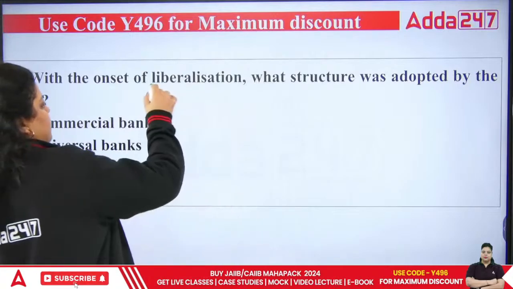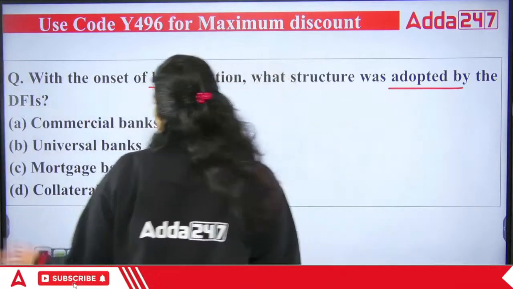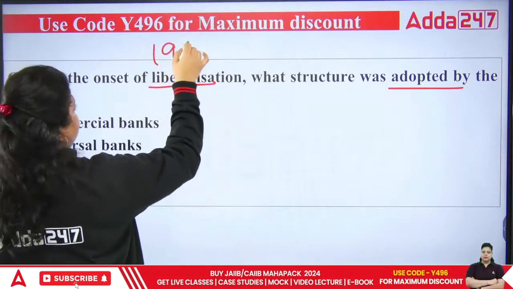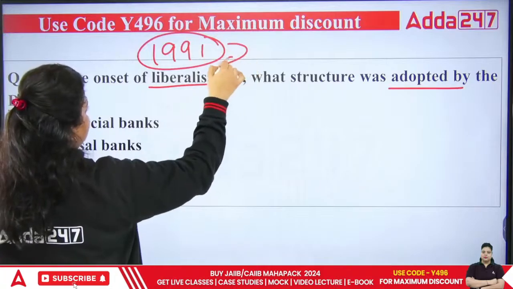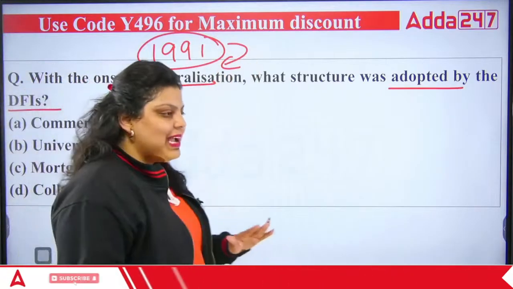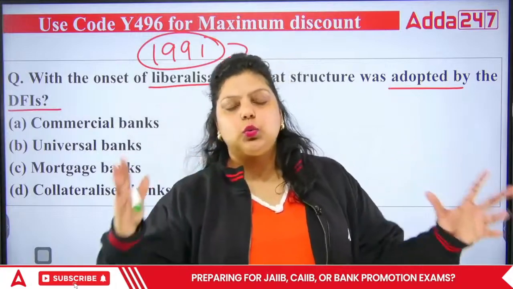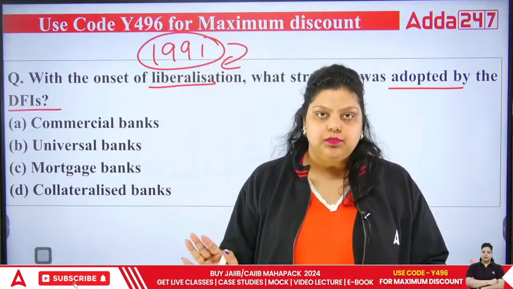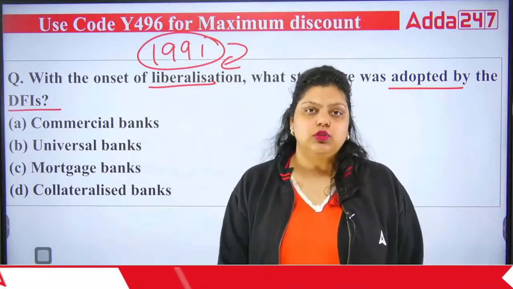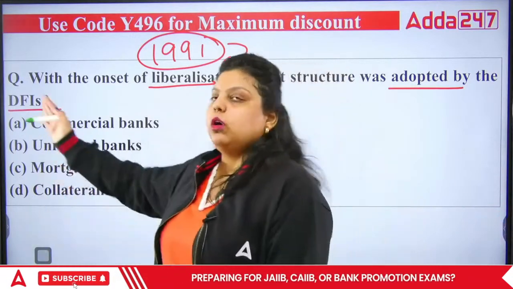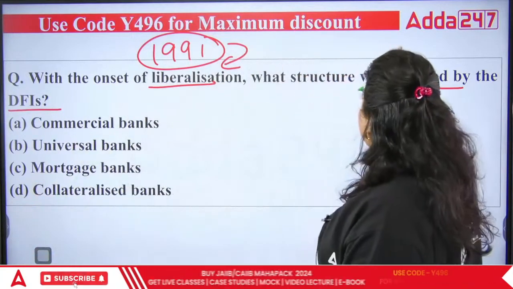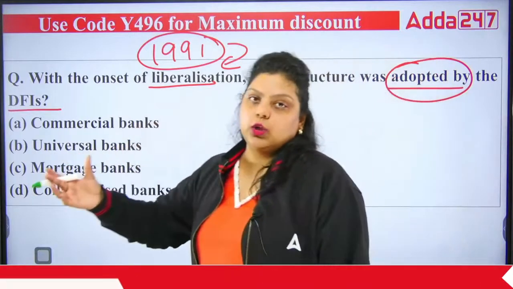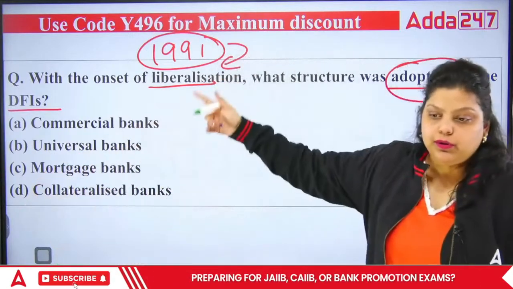With the onset of liberalization, what structure was adopted by the development financial institution? So you know, in 1991, when we introduced the LPG policy, liberalization was done. When liberalization happened, a lot of policies, rules, regulations and restrictions were removed from all the financial system, from all the sectors of the economy. So this also happened in the banking system. So the development financial institutions adopted a new way of providing services. Which of the following is that?